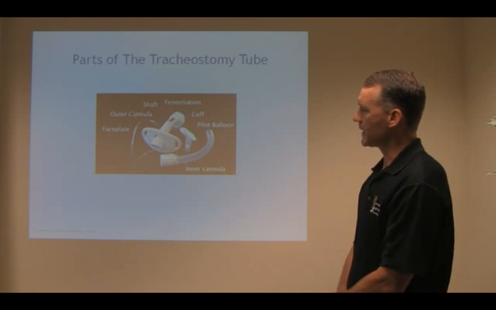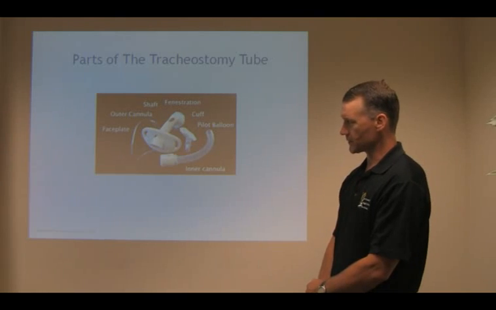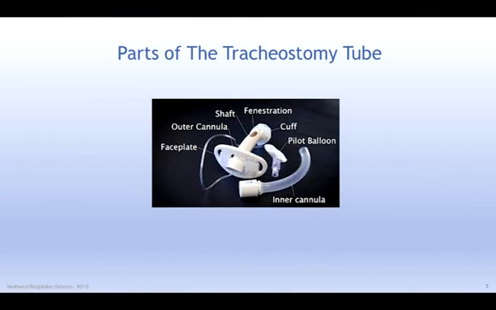So, parts of the tracheostomy tube, and we'll review more of these later on in the in-service. We've got the faceplate, the outer cannula, the shaft, the fenestration, and not all trach tubes have a fenestration. We've got the cuff, the pilot balloon, and the inner cannula.